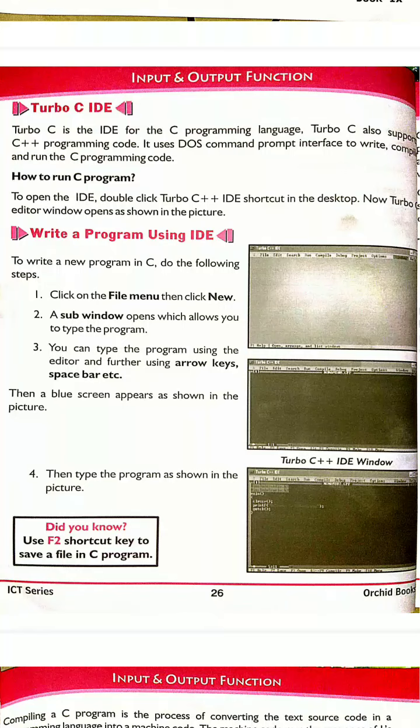This Turbo C icon will be available on your desktop. You have to double click it and you can see a screen like this. This is the opening screen of the IDE. You have to click on the file option, which is the first one: file, edit, search, run, compile. These are all the menus that will be available at the top of the screen.